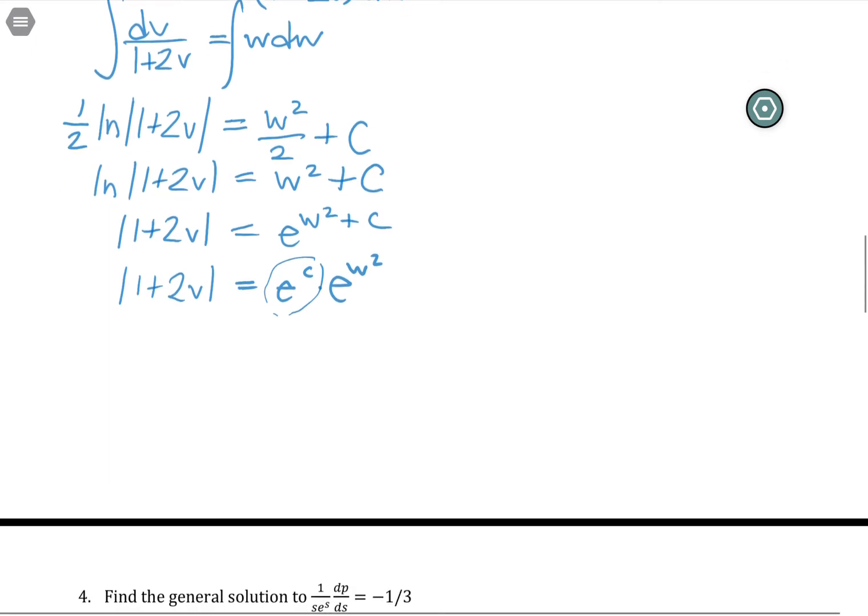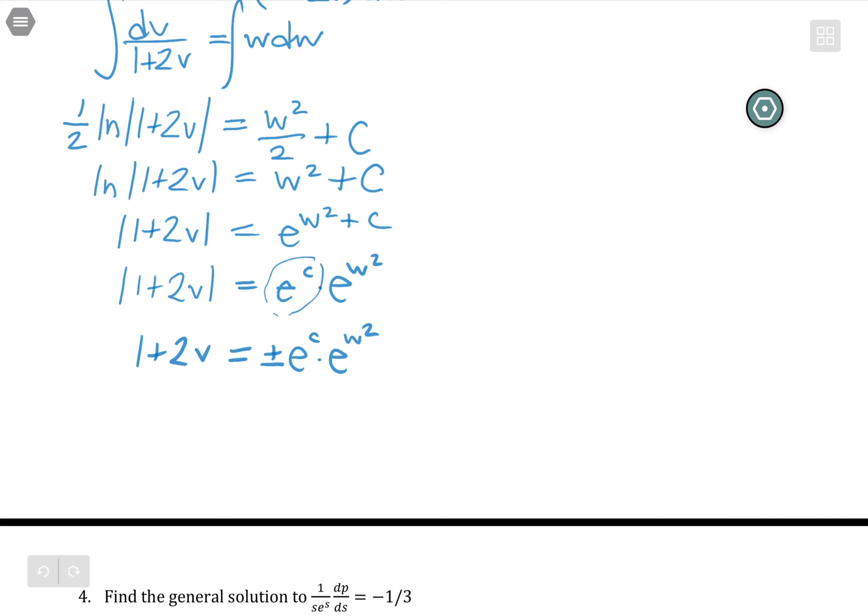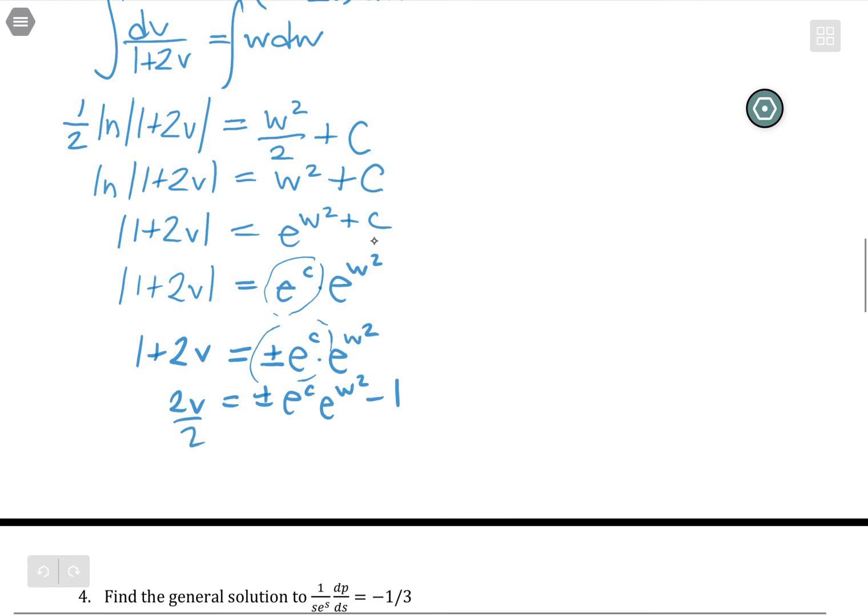Okay, so next step, I'm going to go ahead and get rid of the absolute value. If the absolute value of 1 plus 2v is equal to this e to the c, e to the w squared, then 1 plus 2v either has to be the same as or the opposite of e to the c, e to the w squared. I'm kind of tempted to change it now, but I think I'm still going to save it because I can see that we're going to divide by 2. So let's subtract 1 from both sides. And then we'll divide everything by 2.